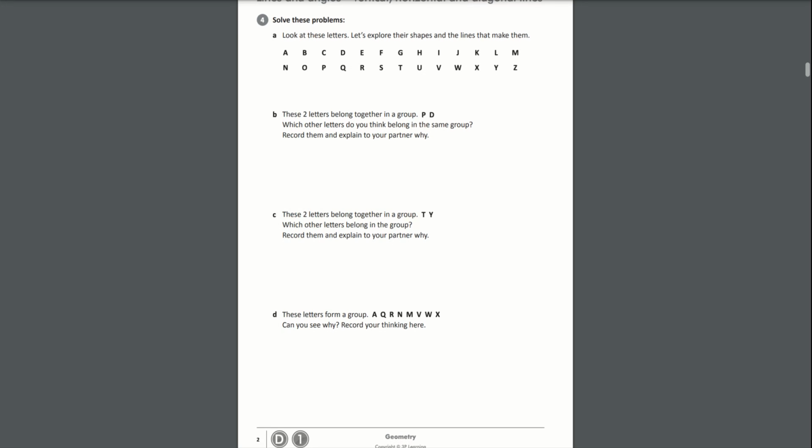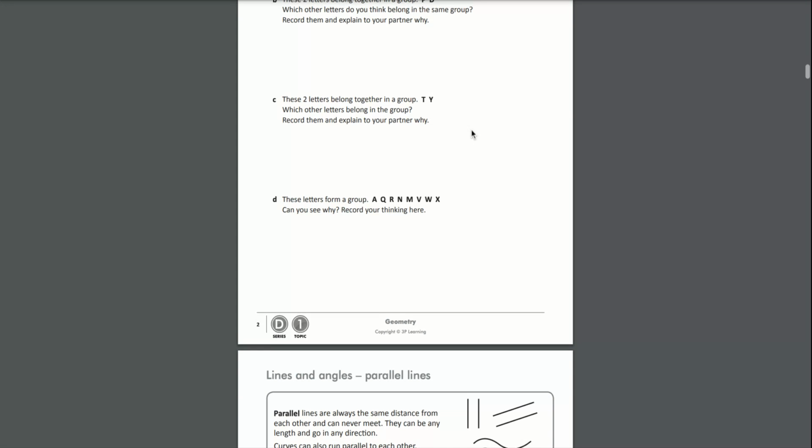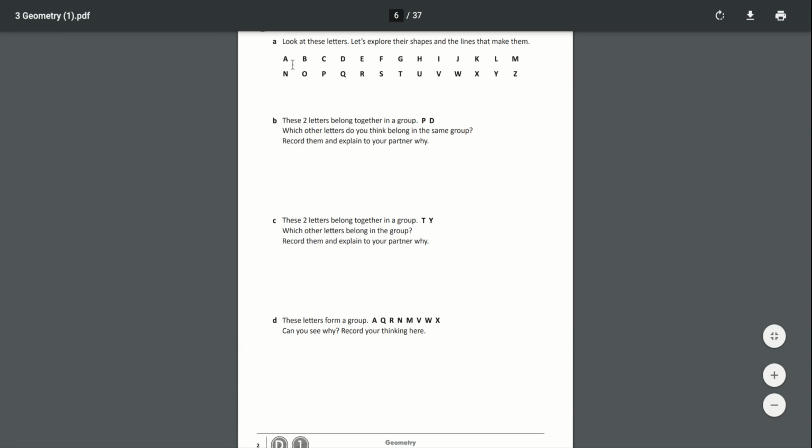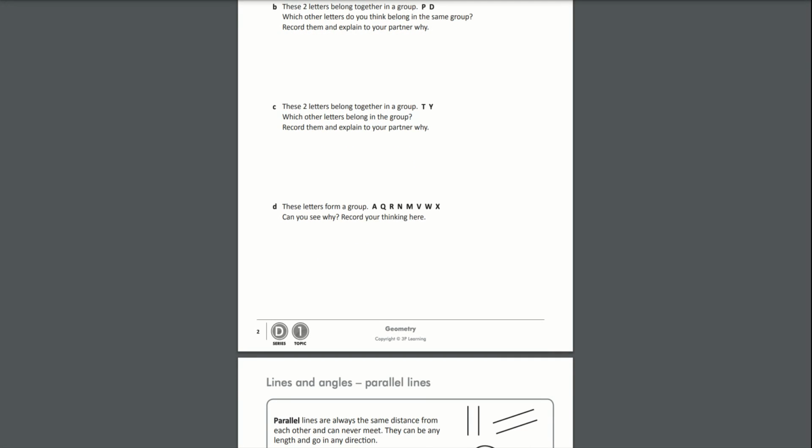Moving further down, there are 2 more letters, T and Y. Now, it wants you to have a look at what group these letters would be in. Okay, all straight lines, all curved lines, curved and straight lines, and write which other letters belong in this group. Now, I want you to look at this alphabet and really try and put every single letter into one of these groups, okay? And so you could even cross them off as you go, see which group that they can fit in.